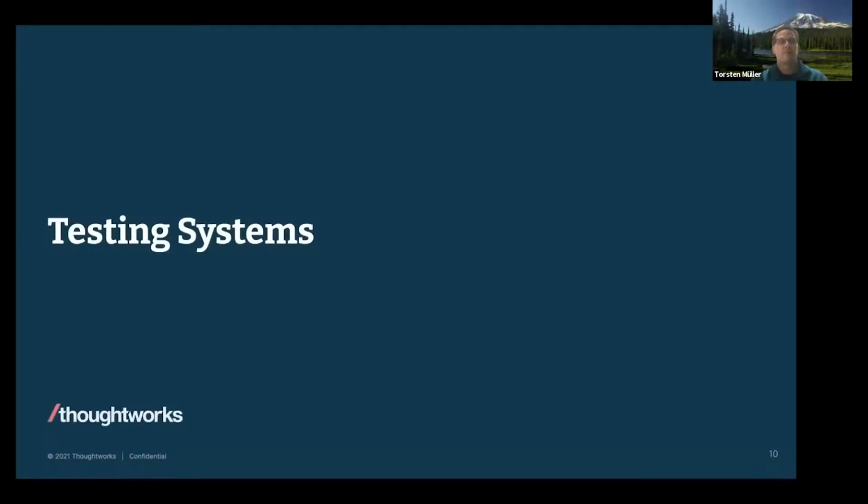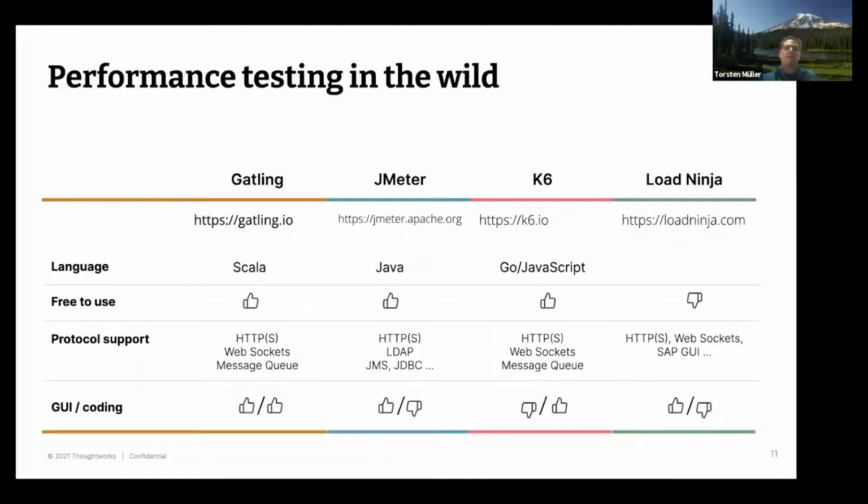So that's a rough overview of the concepts, and these are pretty much applicable to any system. Even though I talk about Gatling, there of course are several others. Here's just a selection. This is by no means a recommendation. I'm talking about Gatling today. It's programmed in Scala, and you see down here the GUI. You can also build your tests in the GUI.